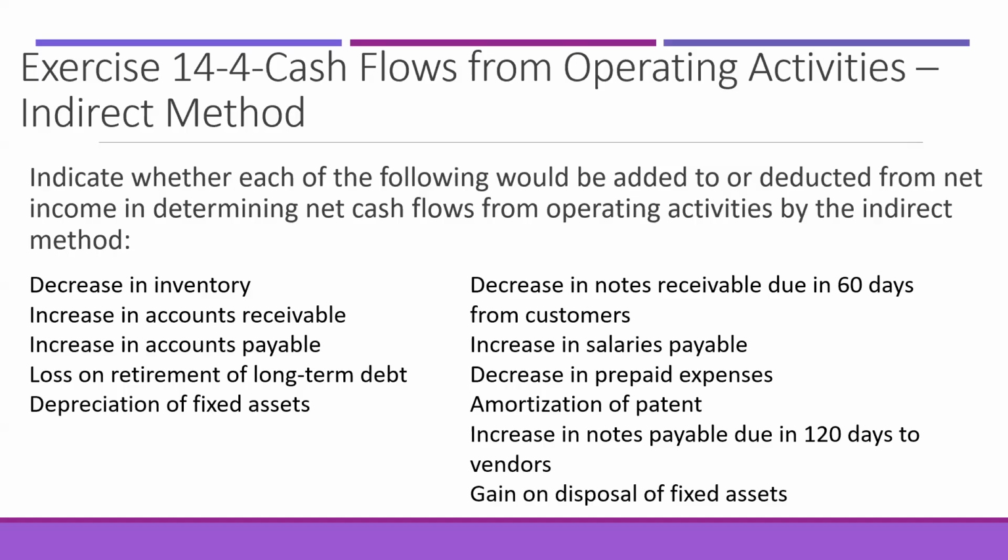That goes the same with gain on disposal of fixed assets. The gain on disposal of fixed assets would reduce our operating cash flow because the gain would be included. The gain has to be reversed out of net income, and then we report the actual cash received for the fixed assets in the investing section.